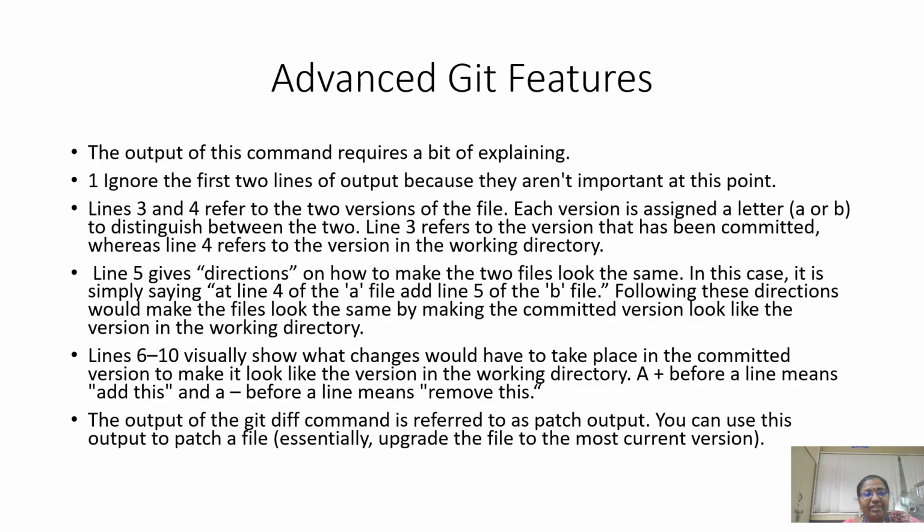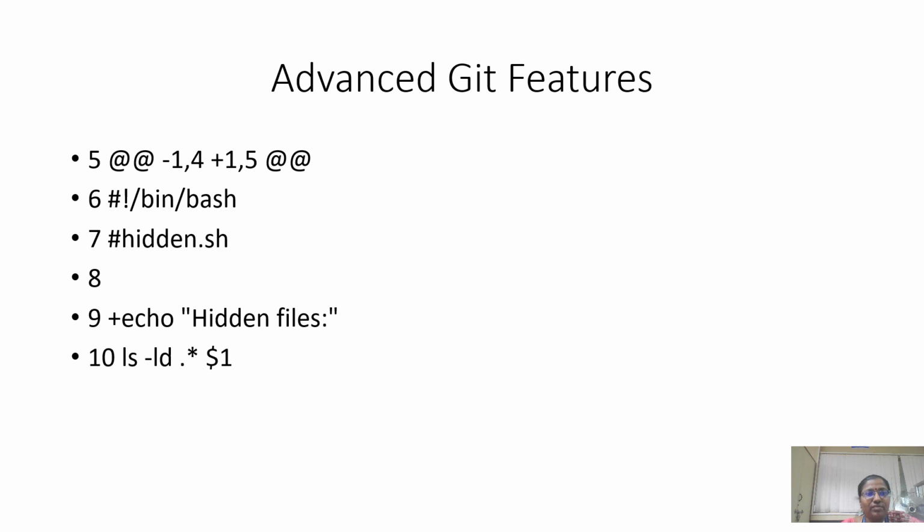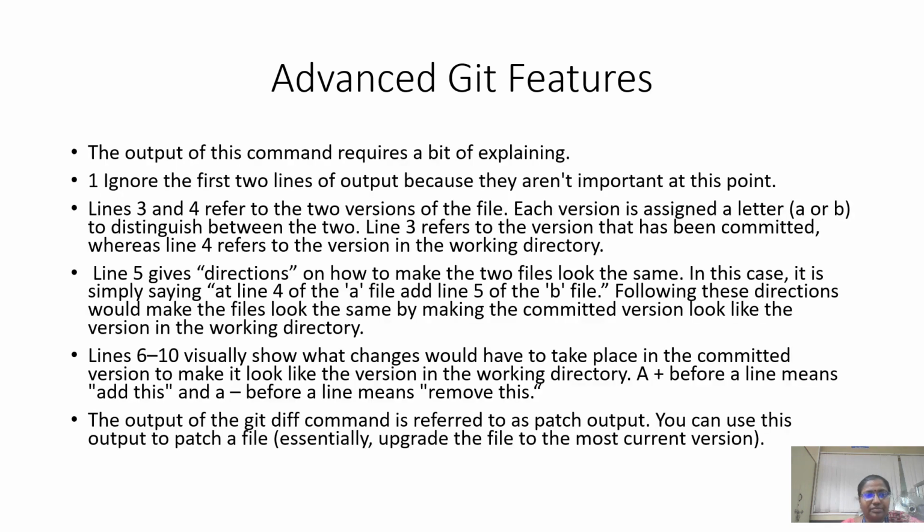Now what are all the changes you did? That is given by line 5, which gives the directions on how to make the two files look the same. In this case it is simply saying at line 4 of the A file, add line 5 of the B file. Following these directions would make the files look the same by making the committed version look like the version of the working directory.